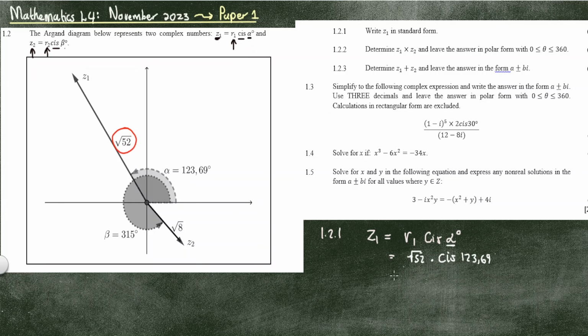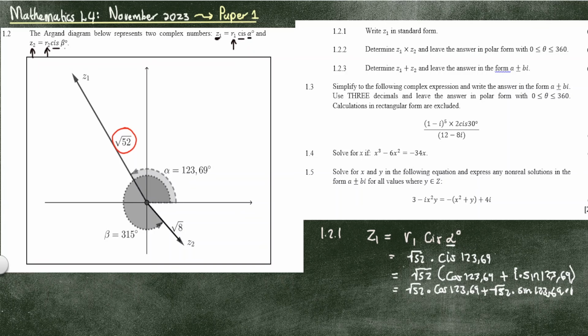We need to simplify this further. We're going to say square root 52 open bracket cos 123.69 plus i multiplied by sine 123.69. Then I'm going to distribute the square root 52 inside the bracket: square root 52 cos 123.69 plus square root 52 sine 123.69 multiplied by i.